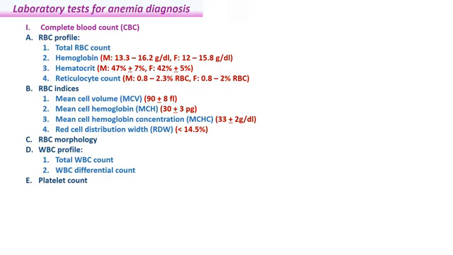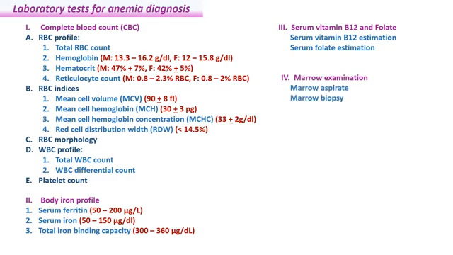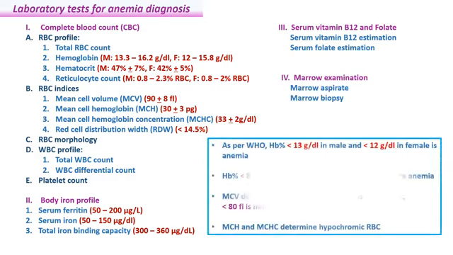Then the RBC morphology, then the WBC profile, total WBC count and differential count, and finally the platelet count. Next come to the body iron profile. Under this heading, it is serum ferritin, serum iron, and total iron binding capacity. Next is the serum vitamin B12 and folic acid estimation. And the fourth parameter is the marrow examination, that is marrow aspirate and marrow biopsy.